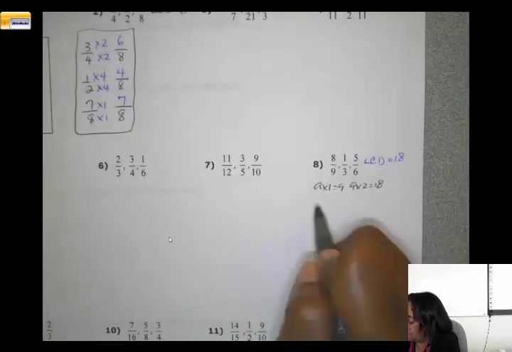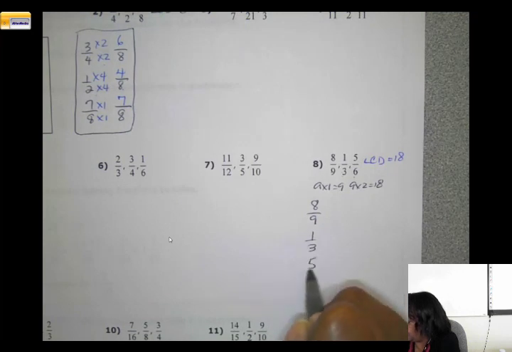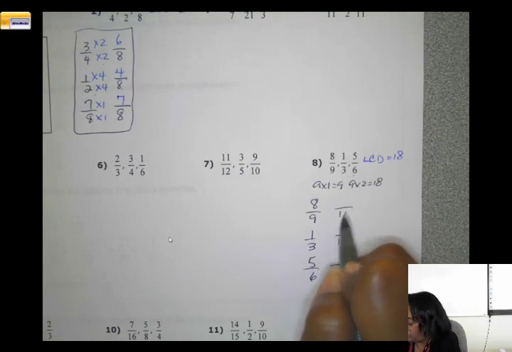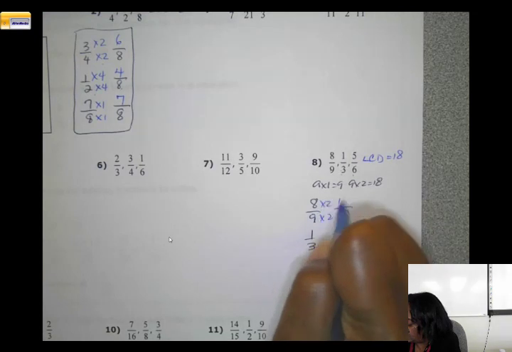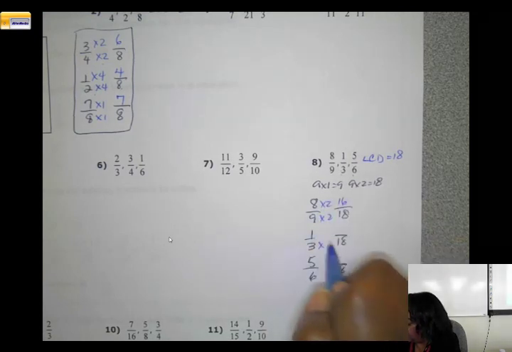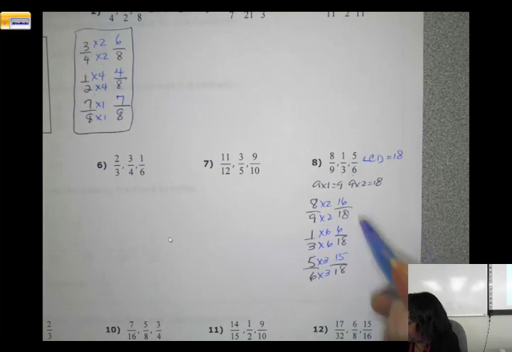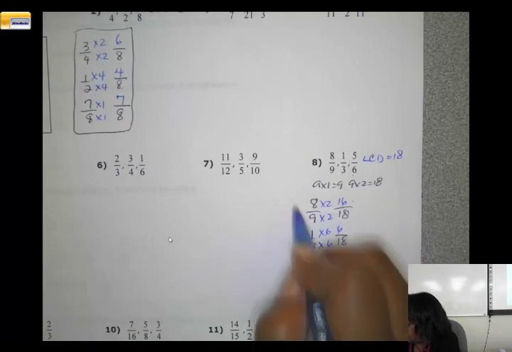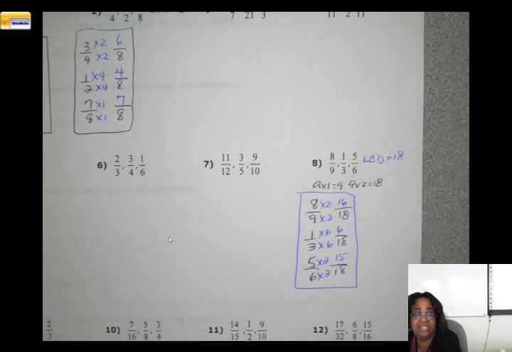Then you just raise the fractions. You have 8/9, 1/3, and 5/6. All of them are going to be 18. On top, we're going to multiply by 2 to get 18. Here, we're going to multiply by 6 to get 18. And here, we're going to multiply by 3 to get 18. So my equivalent fractions are 16/18, 6/18, and 15/18. Those are the answers that you need to have.